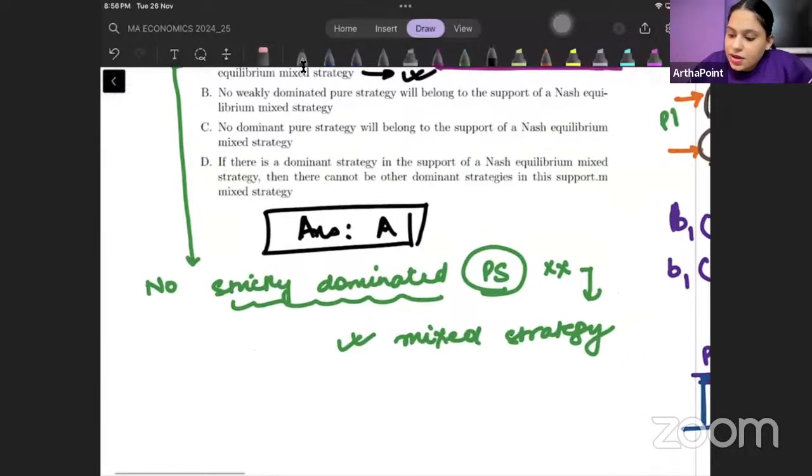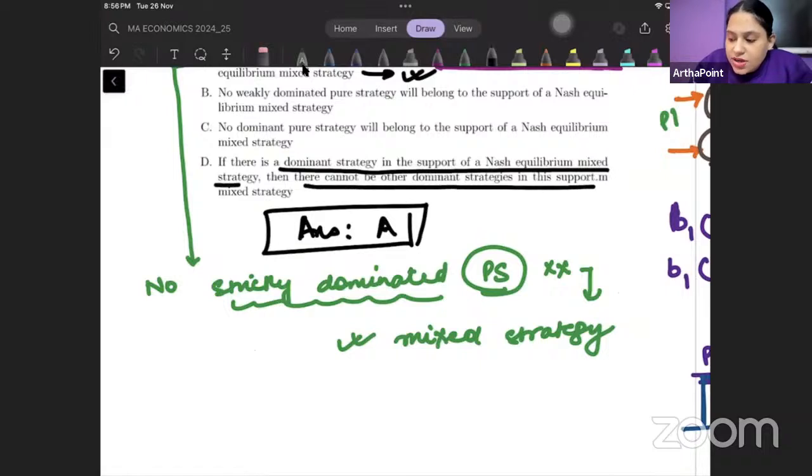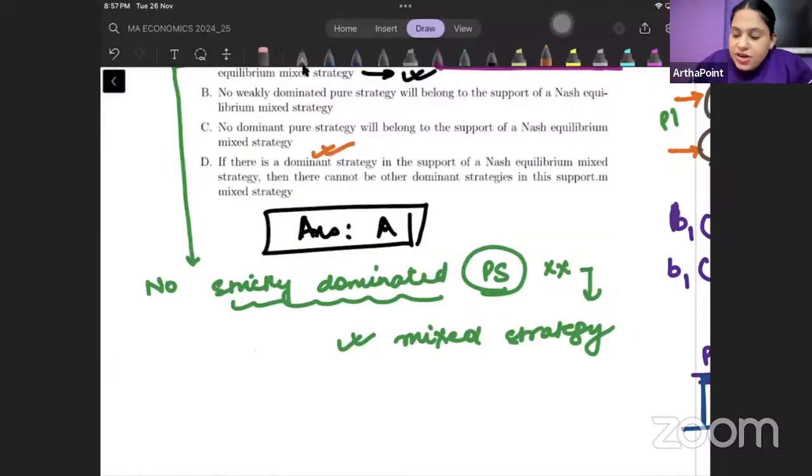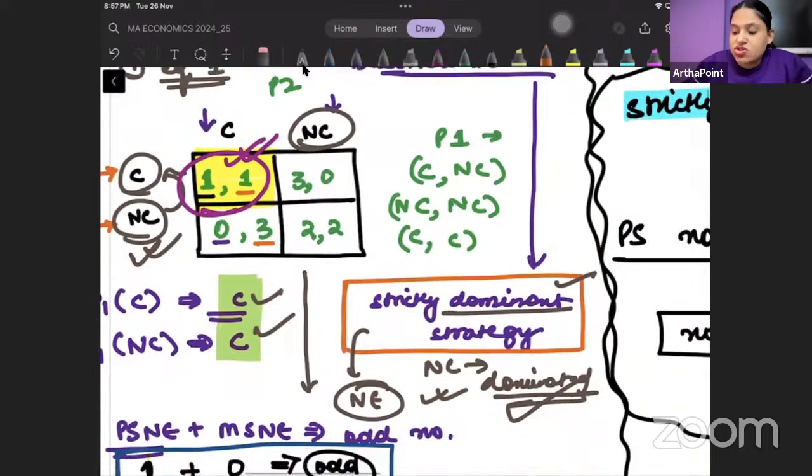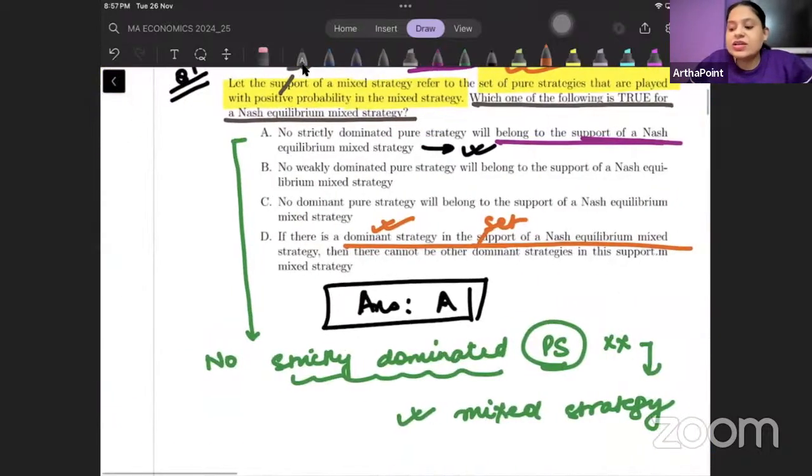Explain D. If there is a dominant strategy in support of a Nash equilibrium in mixed strategy, then there cannot be any other dominant strategy in this support of mixed strategy. Support is nothing but a set. If there are dominant strategies in the Nash equilibrium, we have seen that a mixed strategy will not exist. So we cannot have the existence of a mixed strategy there. Therefore, D is incorrect.